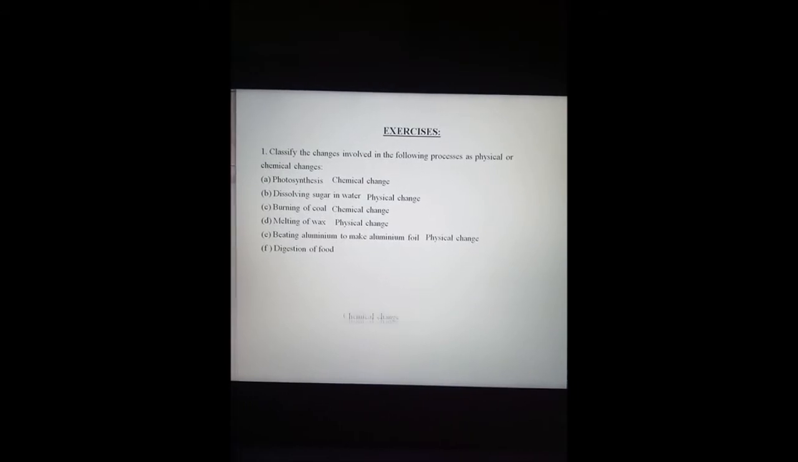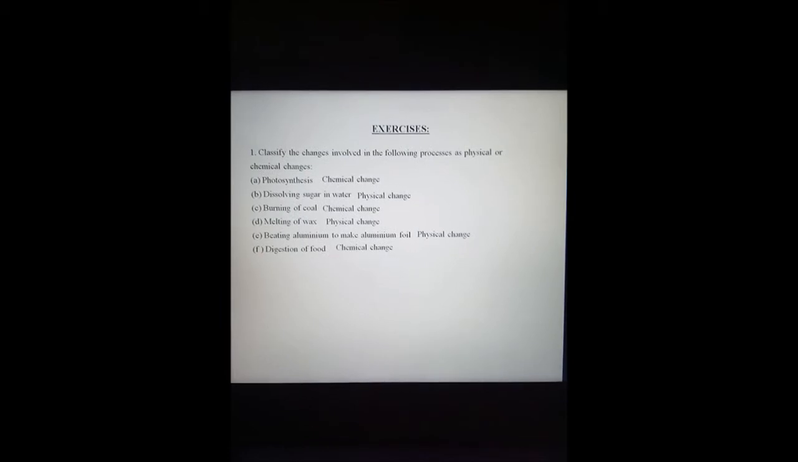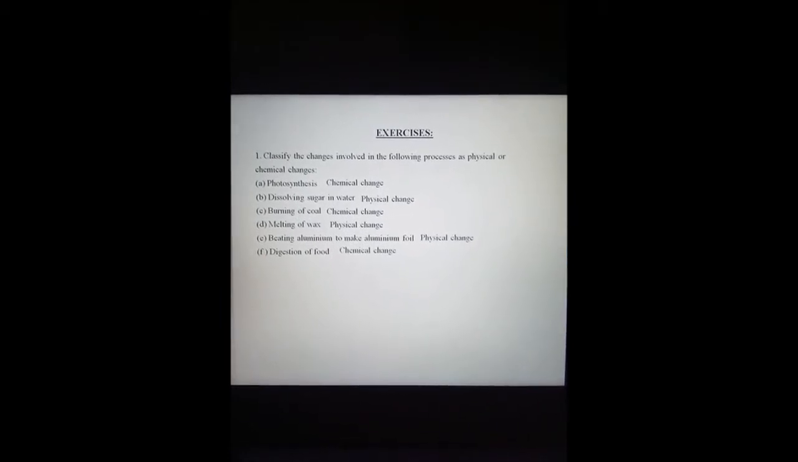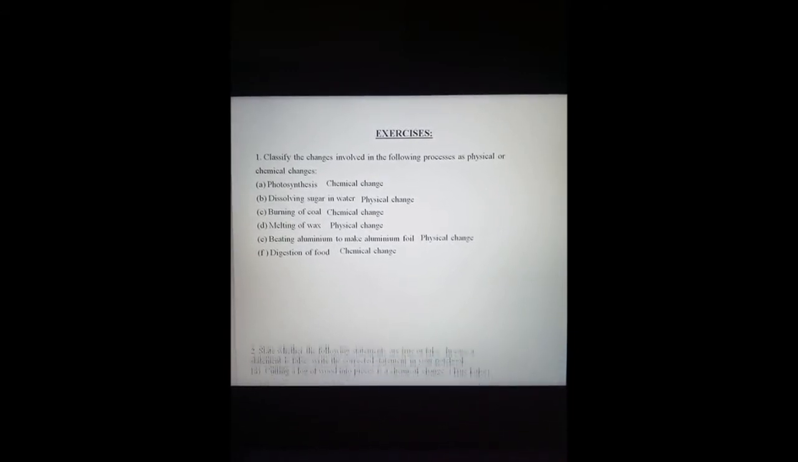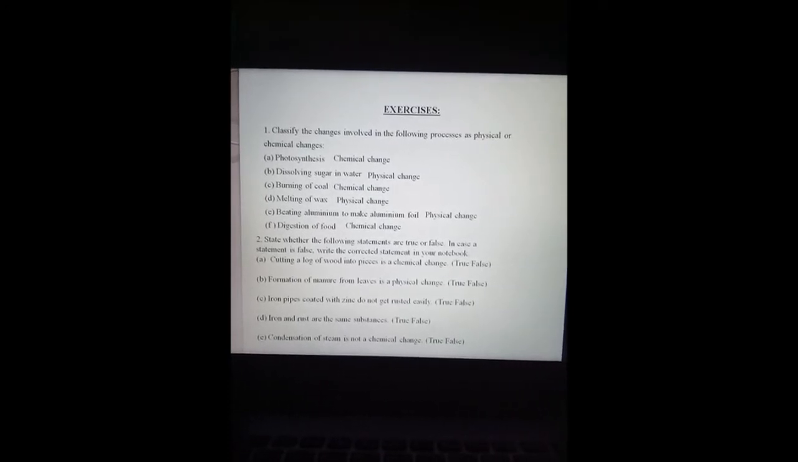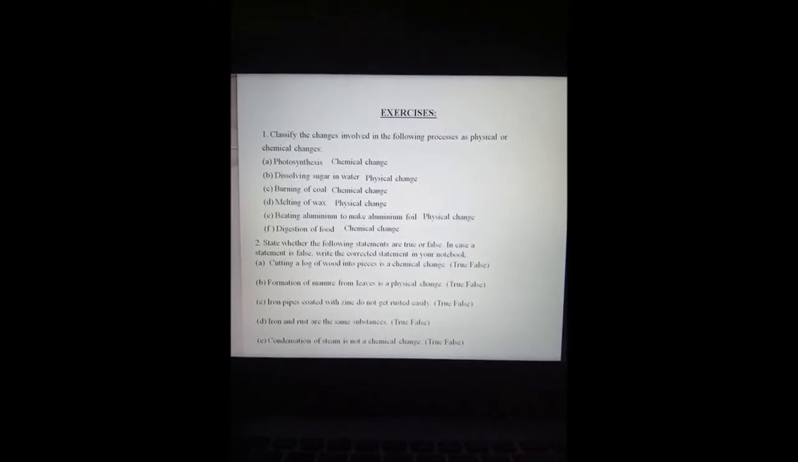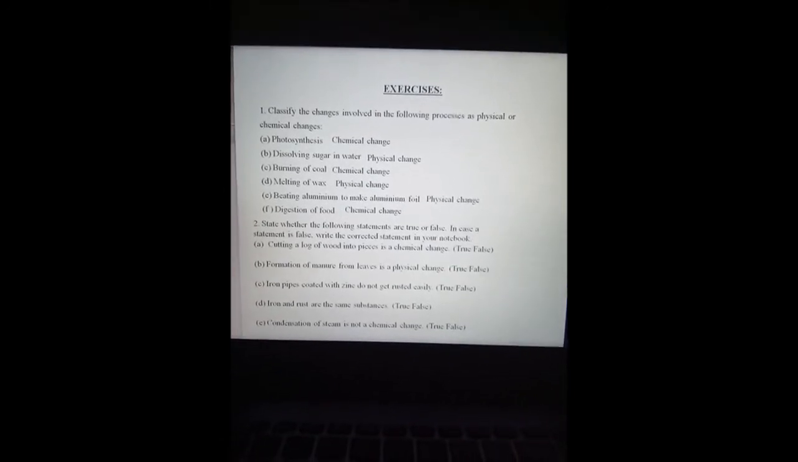Digestion of food is a chemical change because it involves the breakdown of food compounds like various carbohydrates and proteins, etc., and so the chemical properties are involved, so it's a chemical change. Number 2, state whether the following statements are true or false. In case a statement is false, write the corrected statement in your notebook. Okay, so I'll tell you the correct statement, you may note down.